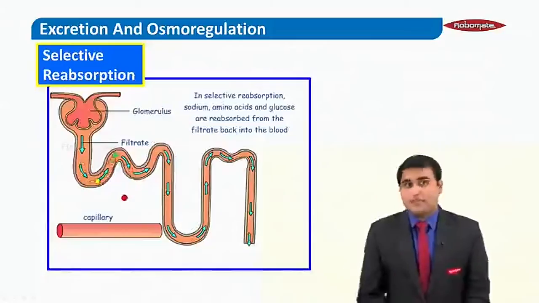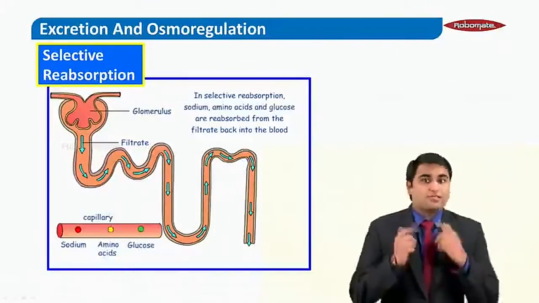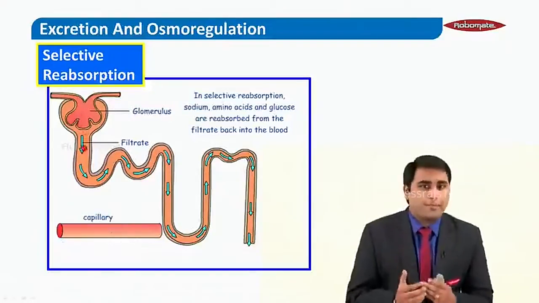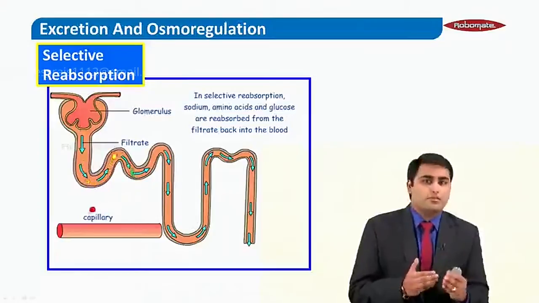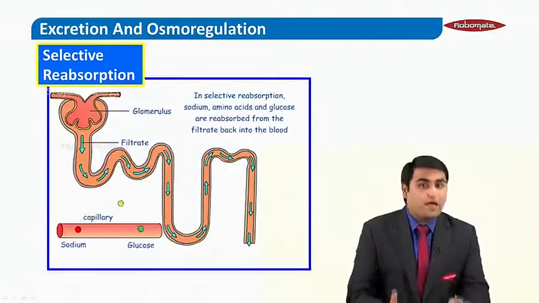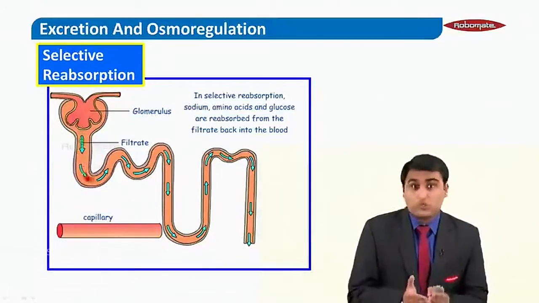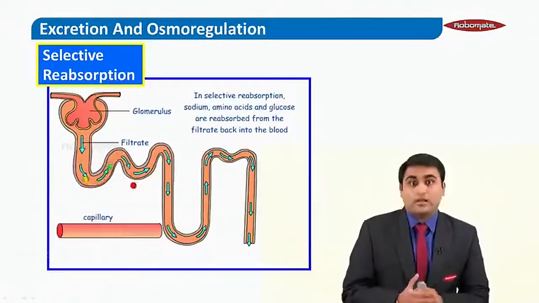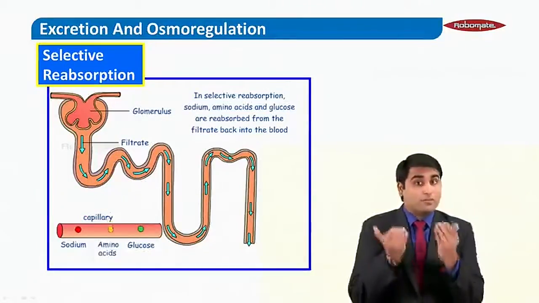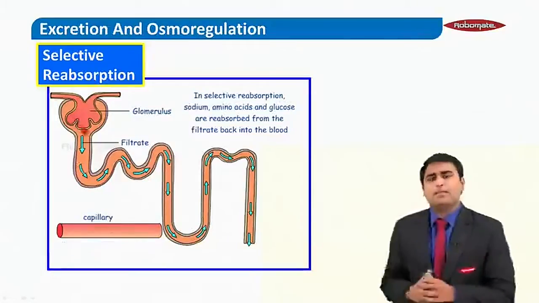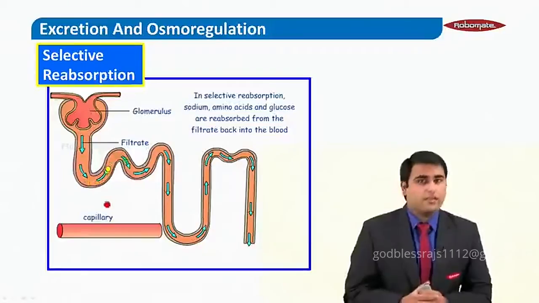Now please concentrate on this beautiful diagram here. What you can see, as the first step ultrafiltration occurs, what happens? Very important useful substances along with the waste molecules are getting filtered out of the glomerulus. Now in this filtrate which is called as glomerular filtrate, there are very important useful substances which are needed to be absorbed back inside the blood capillaries. So as the name suggests, selective reabsorption.